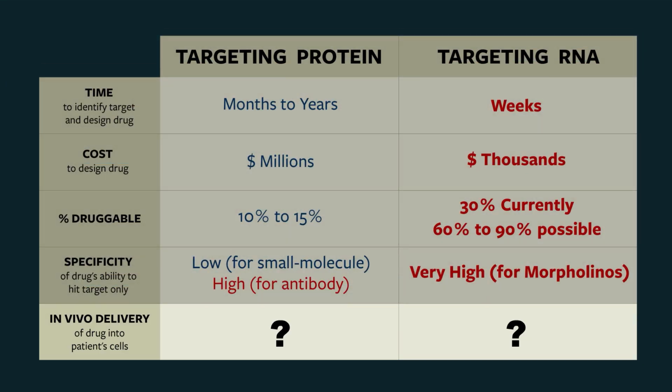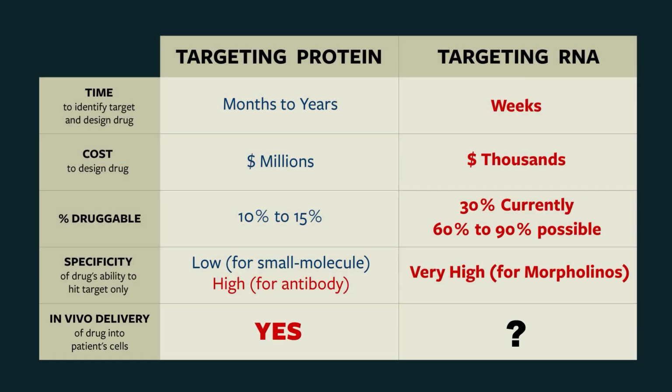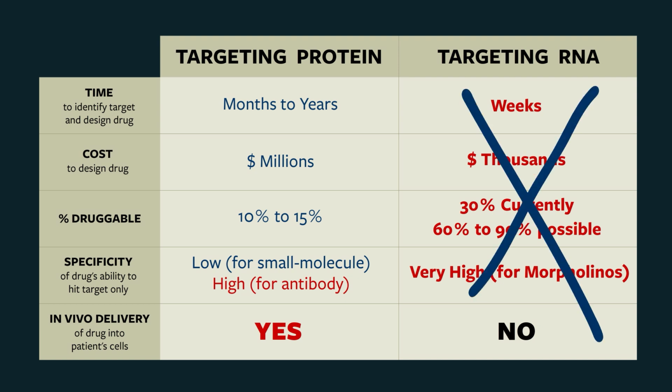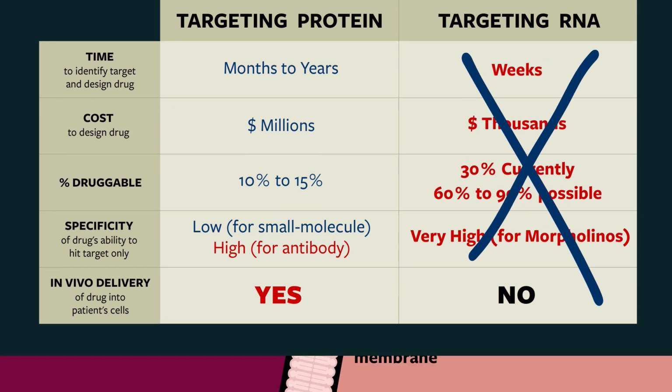In vivo delivery for targeting proteins was easy, but before 2017, in vivo delivery for targeting RNA transcripts was toxic and inefficient, a deal killer. As long as a means for safe and efficient in vivo delivery was lacking, all the other compelling advantages for targeting RNA transcripts were of no value to drug developers.